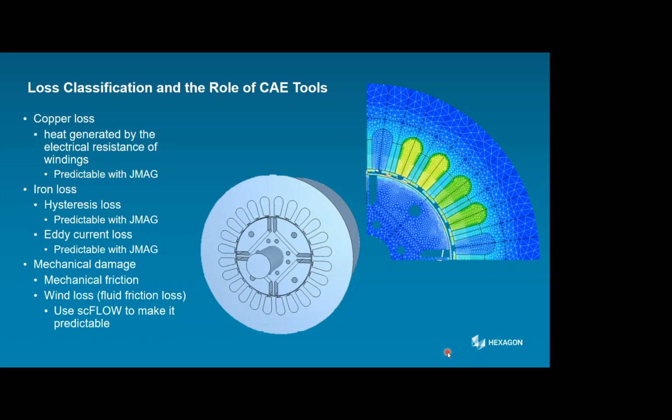Instead, the mechanical friction, but more importantly the wind loss, so it's actually like the fluid friction loss, can be predicted by SC Flow. So once again, if we combine all these software together, we will have all the instruments to make an accurate and realistic analysis.